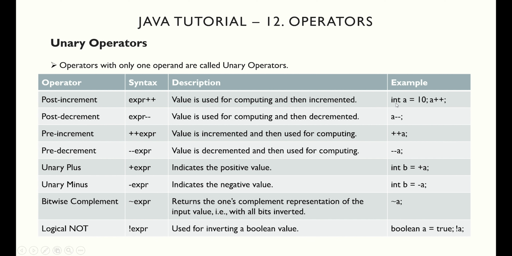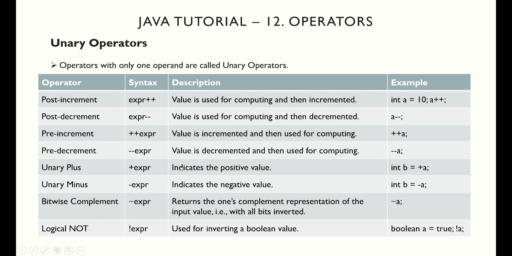So in the example, during the computation, the value 10 will be used, then incremented. On the next line of code, the value will be 11. Prefix operators are pre-increment, pre-decrement, unary plus, unary minus, bitwise complement, and logical NOT. On pre-increment, the value will be first incremented and then the result is used for computation. Similarly, on pre-decrement, value is first decremented and then the result is used for the computation.